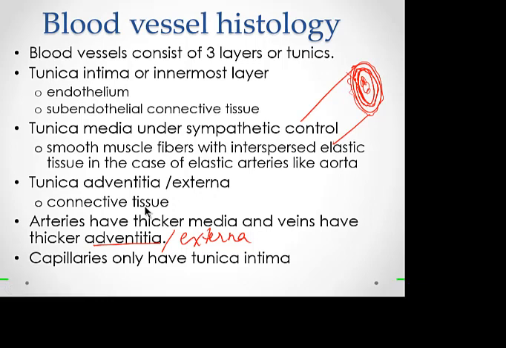Since arteries have to push blood to a greater area under great pressure, the tunica media is extremely thick. Veins, on the other hand, have blood flowing through them at a lower pace, not under so much pressure. Blood actually flows very, very slowly through veins. So venous walls tend to collapse. To prevent them from collapsing, their tunica adventitia is much thicker. The media is not as thick because they don't need to expand and recoil. The adventitia is extremely thick. So that's the difference between arteries and veins.